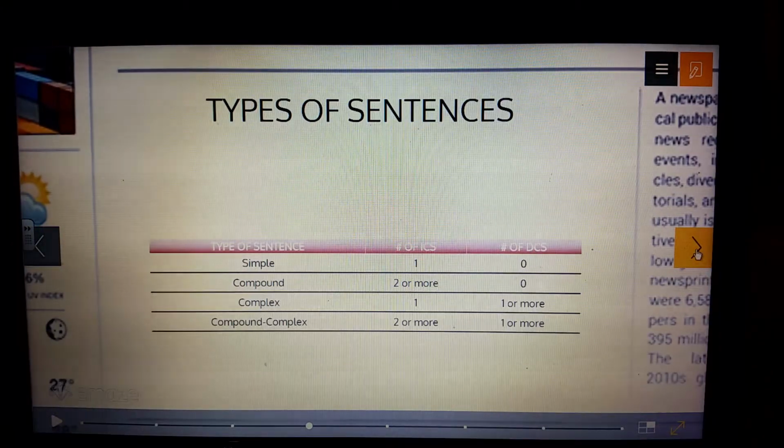Types of sentences. Simple, 1 IC and 0 DCs. Compound, 2 or more ICs and 0 DCs. Complex, 1 IC and 1 or more DCs. Compound complex, 2 or more ICs and 1 or more DCs.